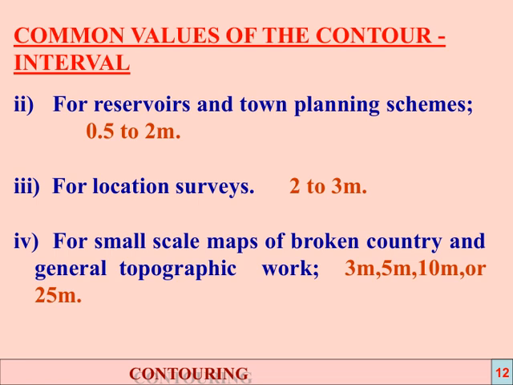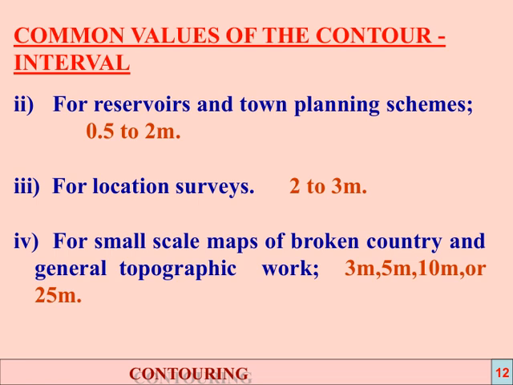For location surveys, which require a slightly broader view but still need reasonable detail, a contour interval of around 2 to 3 meters is common. This balances detail with efficiency, allowing surveyors to accurately capture the terrain without excessive work.